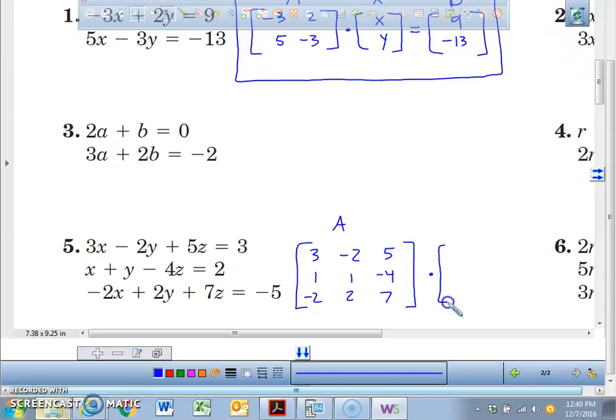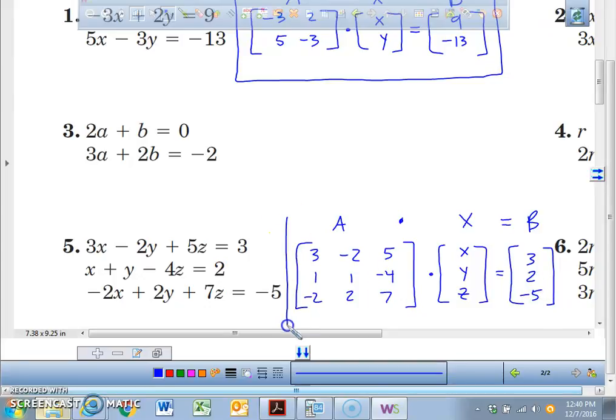Times, now this is going to be a little bit different. Matrix X is not just going to be X, Y, it's going to be X, Y, and Z. Okay? Now that's going to equal matrix B. And JC, why don't you tell me what matrix B is going to be? 3, 2, -5. That's right.